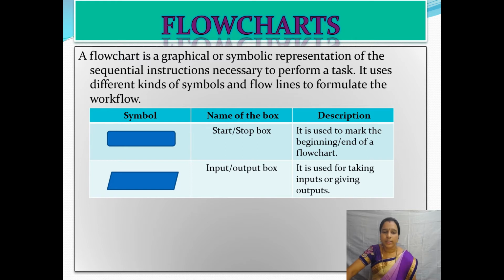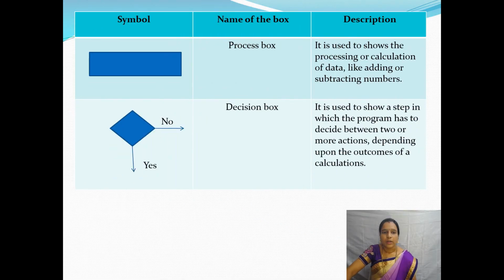So the first symbol is the start and stop box. What is the description for this? It is used to mark the beginning or end of the flowchart. Next, the input and output box. It is used for taking input or giving output results. So you should remember these boxes, children, to draw the flowchart.